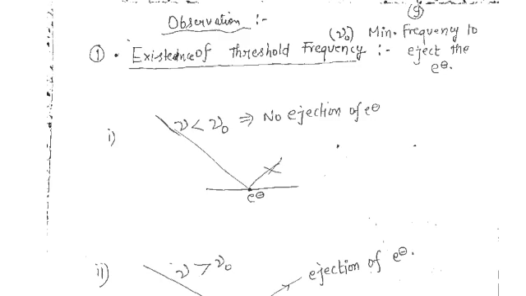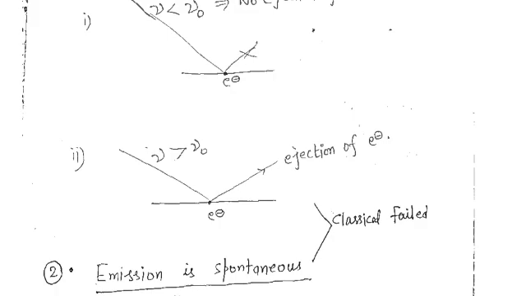So this was the observation, that there is a fixed frequency of light you must give if you want to eject the electron. And if you are giving the energy or the frequency, here I'm specifically talking about frequency, less than the threshold frequency, then no ejection will take place. No ejection of electrons will occur.